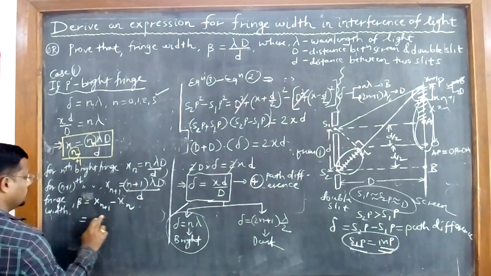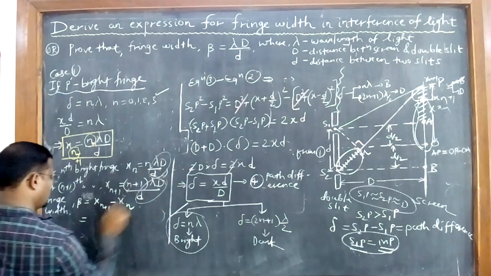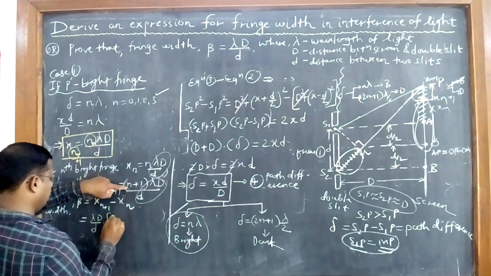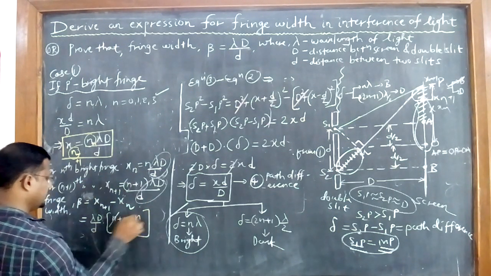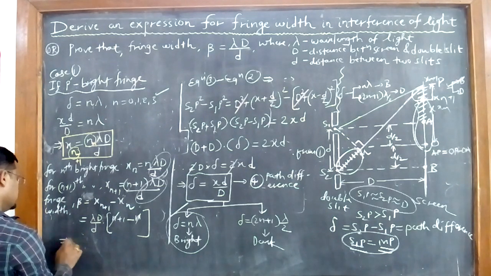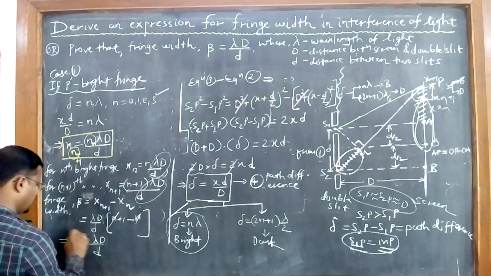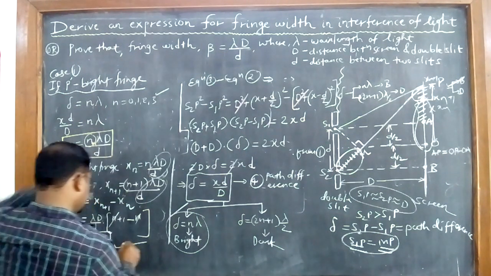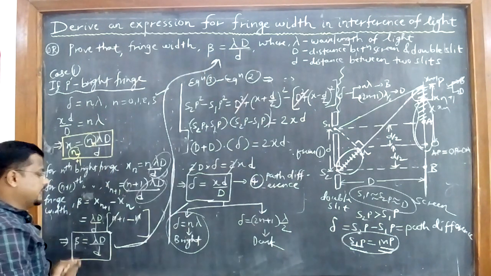So this is equal to, what is xn plus 1 here? Can I take lambda capital D by small d common? Lambda capital D by small d common. In the bracket, what remained here? n plus 1 remained, and here minus only n remained. This n will be cancelled, and this gives the fringe width beta is equal to lambda capital D by small d. And this is my proof here. This is the same proof we are having. Beta is equal to lambda capital D by small d.